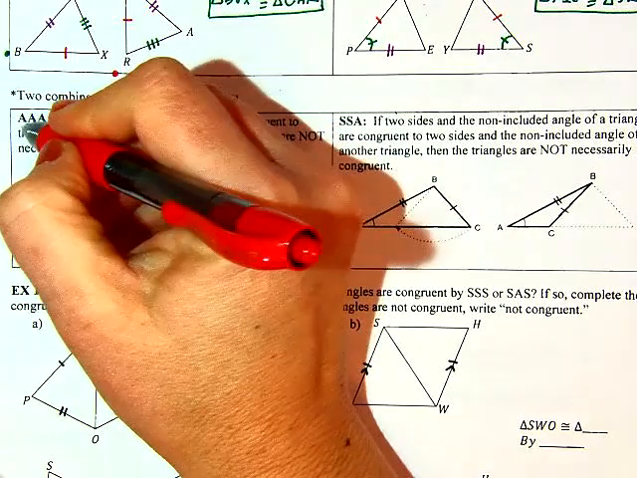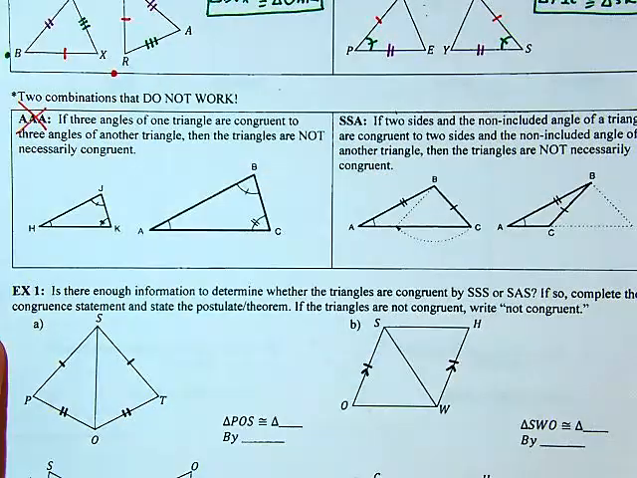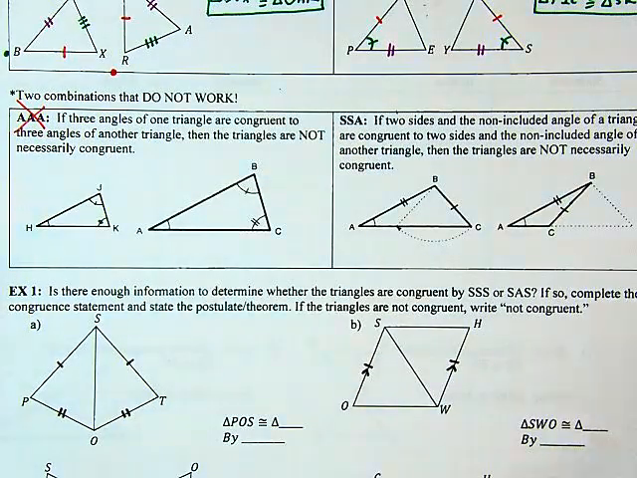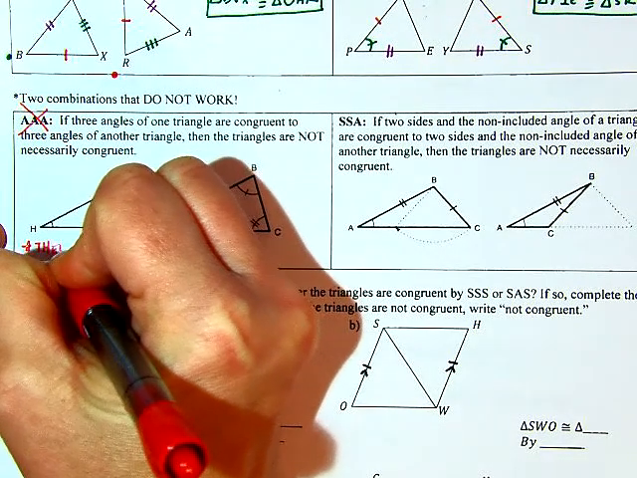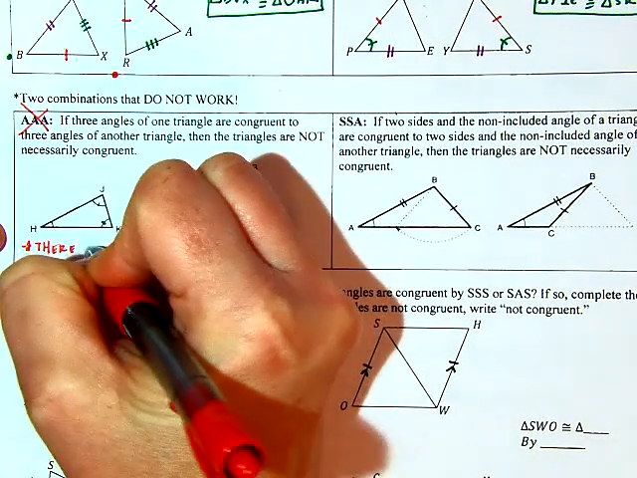So I'm going to go like this, do a little cross off of AAA, right? Angle, angle, angle. It does not work. We know that there are many different triangles with the same information.